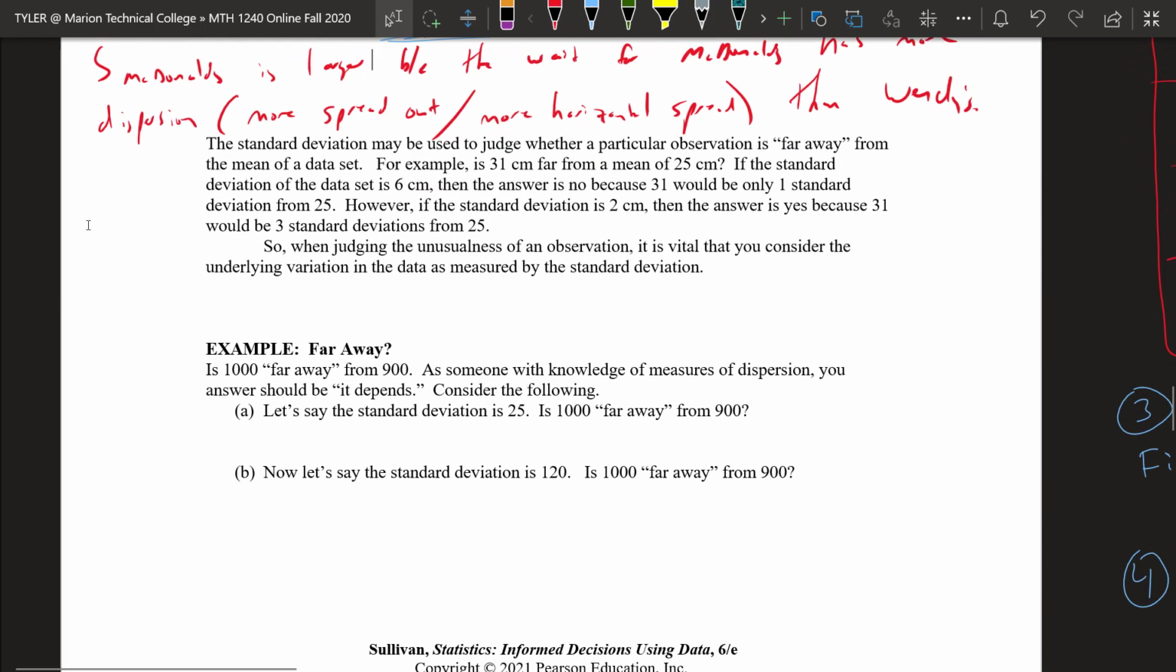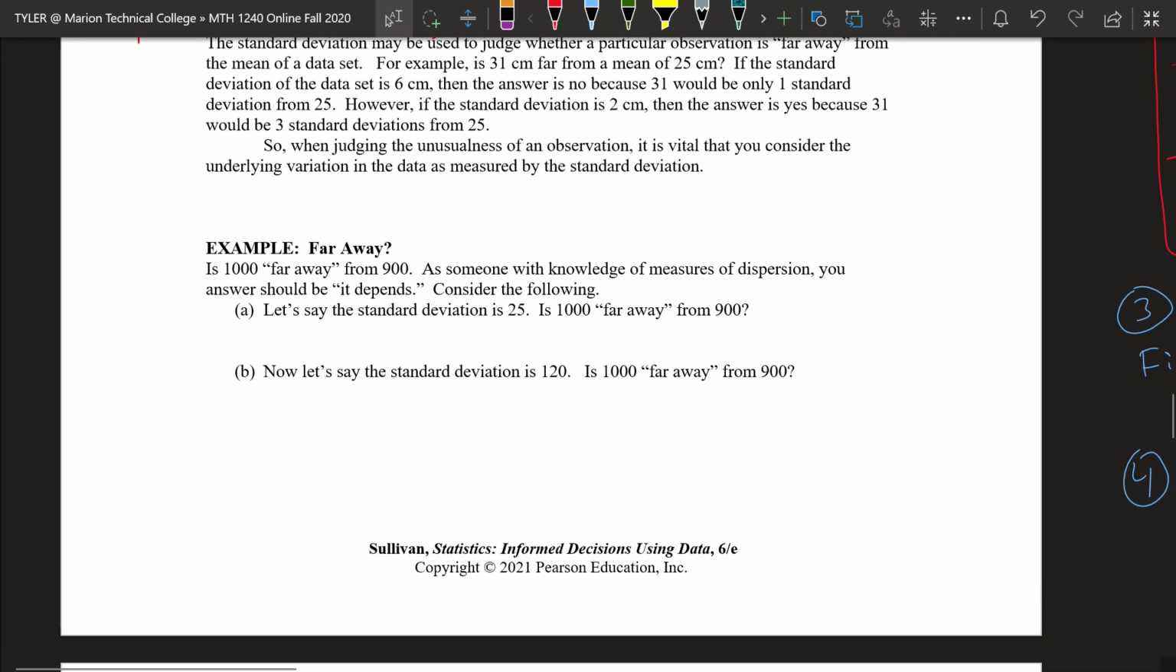So then this next part here, it says the standard deviation may be used to judge whether a particular observation is far away from the mean of a data set. So it says, for example, is 31 centimeters far from a mean of 25 centimeters? If the standard deviation of the data set is 6 centimeters, then the answer is no, because 31 would only be 1 standard deviation from 25. However, if the standard deviation is 2 centimeters, then the answer is yes, because 31 would be 3 standard deviations from 25. Right? So let me come off to the side to look at this.